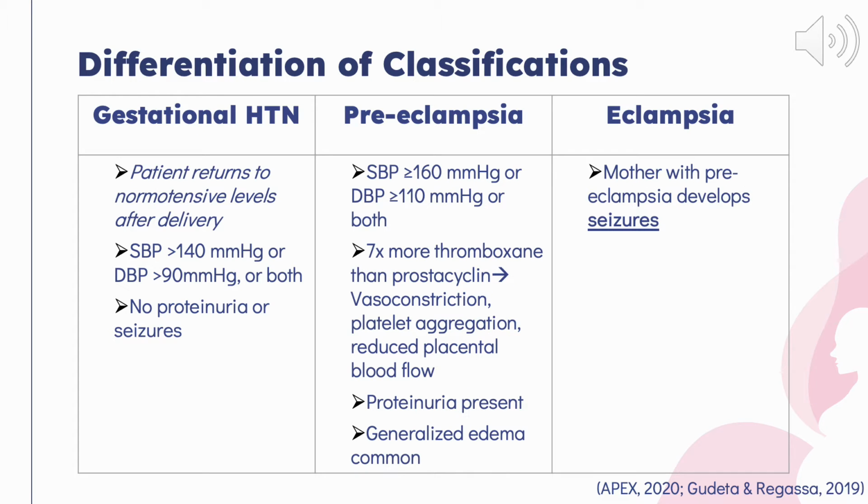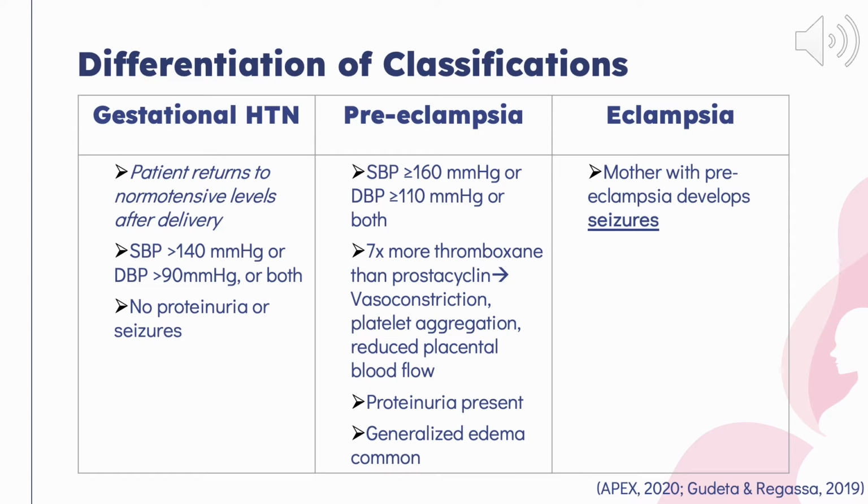Since there are different classifications of pregnancy-induced hypertension, how do you go about diagnosing it, you may wonder? For gestational hypertension, once the parturient has delivered, the patient will actually return to normotensive levels. These patients usually have a systolic blood pressure of greater than 140 or diastolic blood pressure greater than 90, or both. Other key factors of gestational hypertension include the absence of proteinuria and seizures. It is also noteworthy that on a severity scale, gestational hypertension is mildly severe.